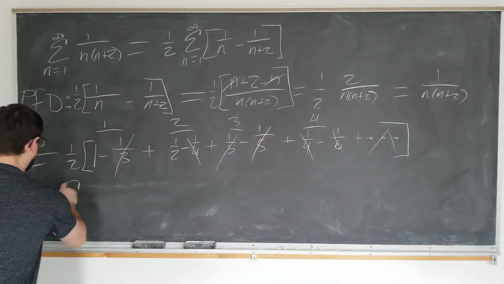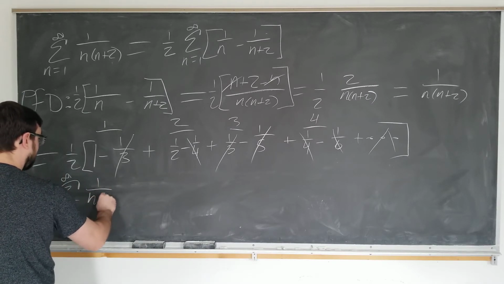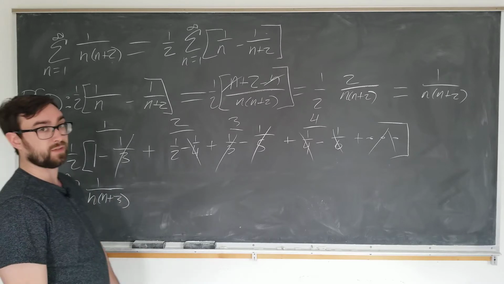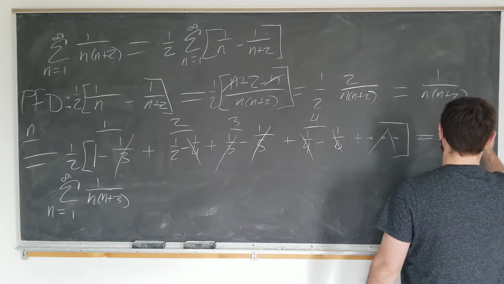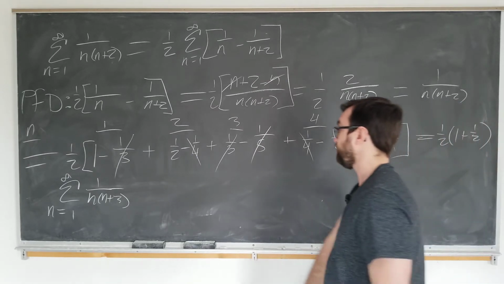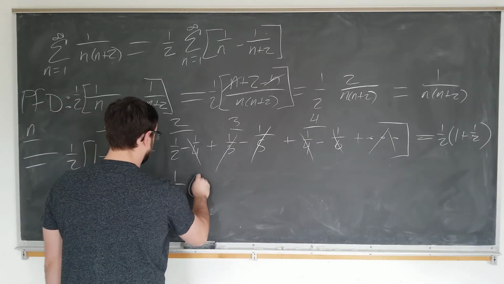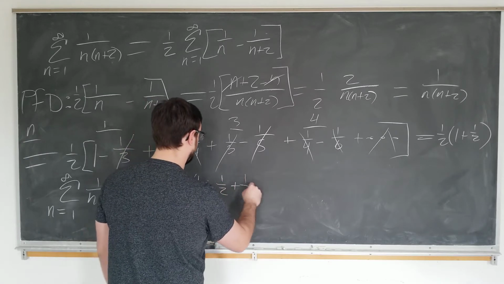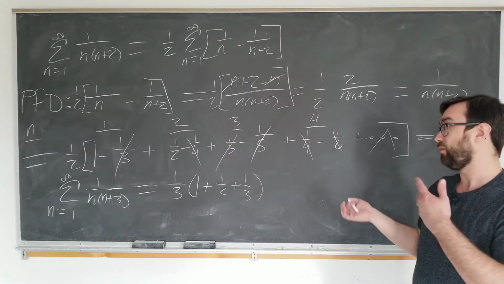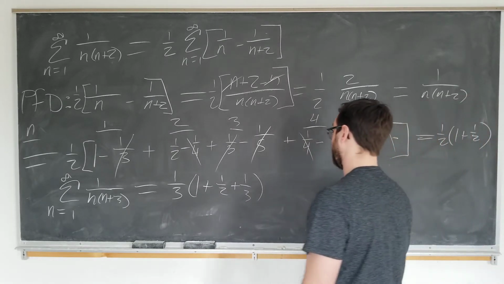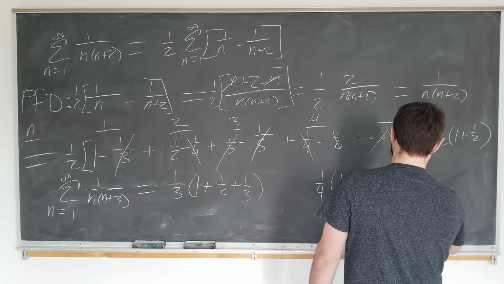If we evaluated the sum as n goes from 1 to infinity of 1 over n times n plus 3, you can certainly perform this elementary exercise for yourself, just for clarity. You would see that it would actually be 1/3 times 1 plus 1/2 plus 1/3. So we have 1 over a number times the same number in the harmonic series. Of course, the next one will be 1/4, 1 plus 1/2 plus 1/3 plus 1/4.